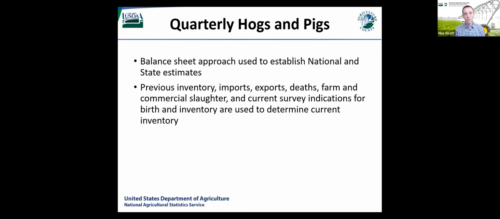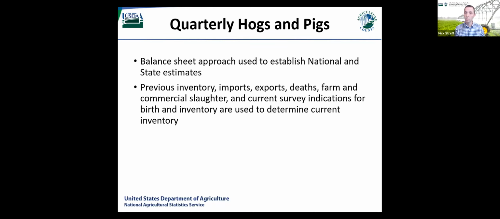The interesting part about the national perspective is they can do a true balance sheet. It's hard for us to do that at the state level, but at the US level, the hog team in that livestock branch can look through a balance sheet approach to set the national and state level targets.